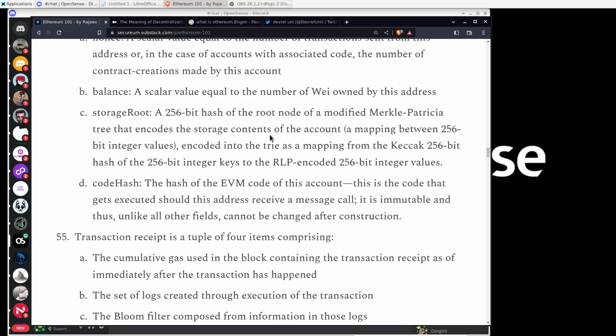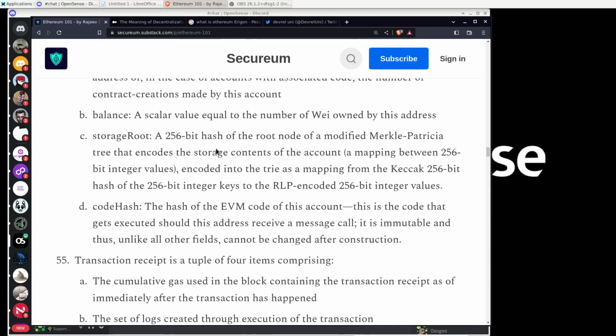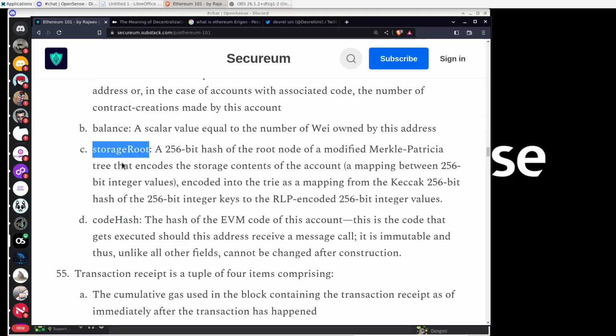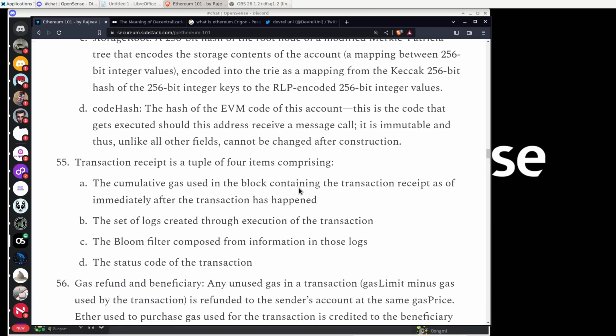That encodes the storage contents of the account, encoded into a trie mapping, and the code hash of the EVM account. Okay, I think storage root is just for contracts, not for EOAs, and code hash is always zero for EOAs. No, this is just for non-EOA, so contract accounts, and these two. So this will be 0, and this will have nothing, because the code hash is the hash of the smart contract code, more like an ID that is used to fetch the code of the smart contract in the Ethereum database. Okay.